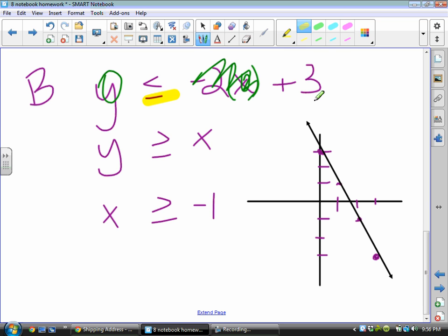Let's try it. So I'm going to highlight where 0, 0 would be. So that's all this side right here. Alright, next line, moving on. We did the first one.